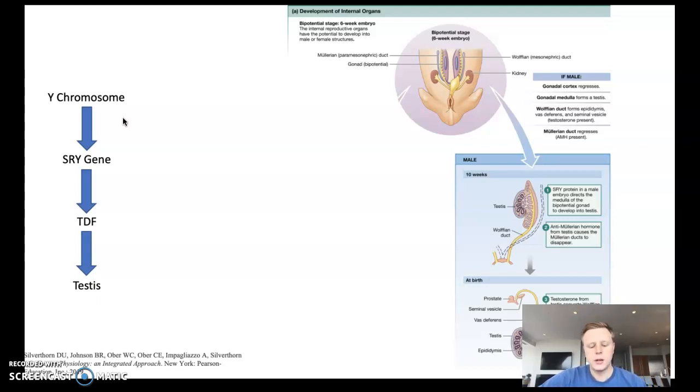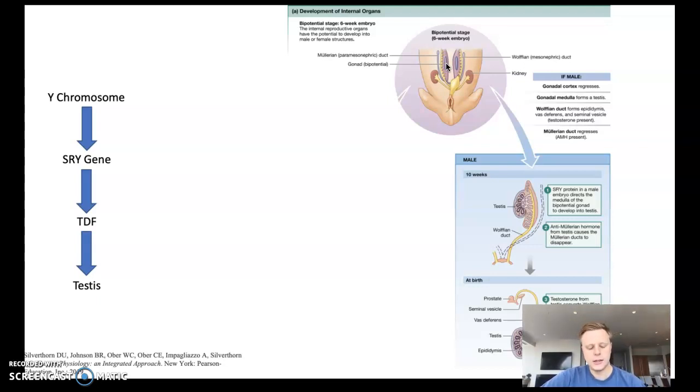Now, differentiation of male versus female does not begin until week 7 of development. Before this, the embryos cannot be morphologically differentiated as male or female. As shown at the top, before week 7, gonads, as well as both Wolffian and Mullerian ducts, are found. The gonads are made out of an outer cortex and an inner medulla. And depending on developmental signal, the gonads can help to form specific genital organs.